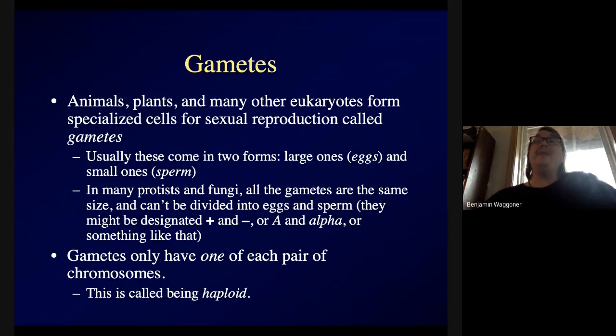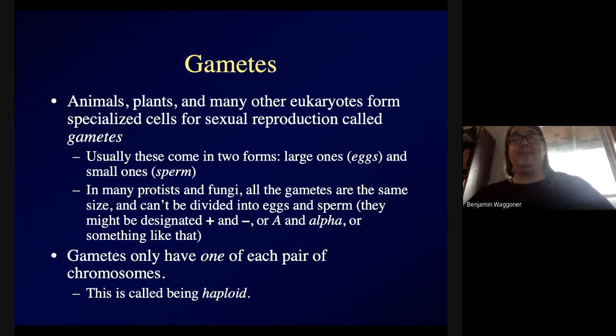And the thing is that gametes only have one of each pair of chromosomes, and we call this being haploid. Right? If you've got two of each pair of chromosomes, it's called being diploid. If you have one, it's called being haploid. We're not really going to need to worry about when this happens, but it is possible for some cells to have three of each chromosome, which would make them triploid, or four of each chromosome, which would make them tetraploid, or five of each, which is pentaploid, and so on. For our purposes, we're not really going to need to worry about how that can happen.